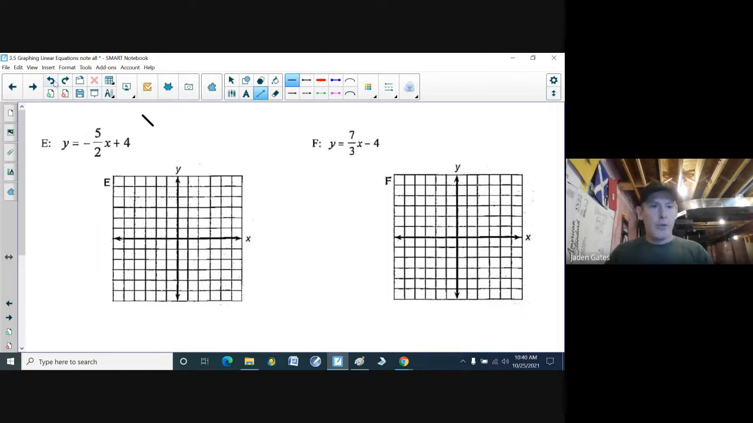Oh, okay. Here's one. Y equals -5/2x plus 4. Okay, so again, same steps. I'm going to graph my y-intercept, all right, which is a +4. So let's see. I go up on my y-axis again. 1, 2, 3, 4. There we go. There's my first point.